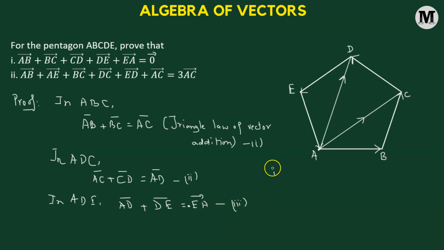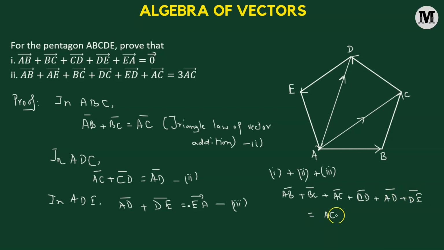Now let's do one thing. We're going to add all the 3 vectors. We'll add 1, 2, and 3. So this is going to give us on the left hand side AB vector added to BC vector, plus the left hand side of number 2, AC vector plus CD vector, plus the left hand side of equation 3, that's AD added to DE. This will be equal to, on the right hand side, AC vector plus AD vector minus EA vector.